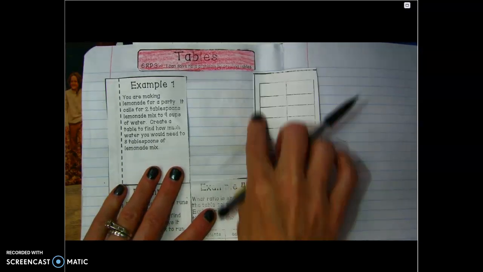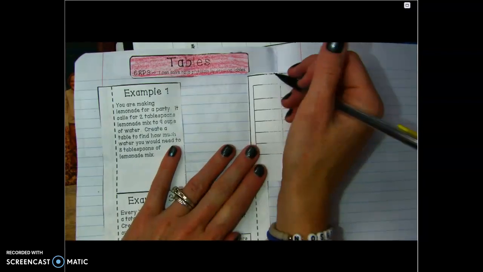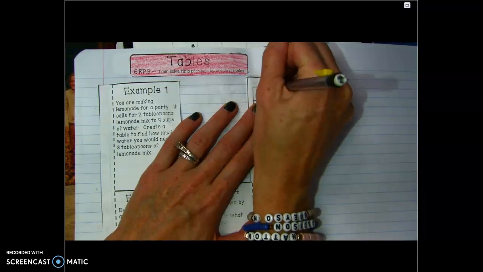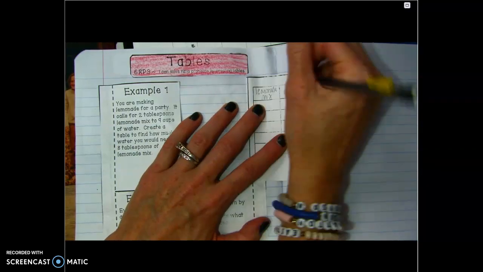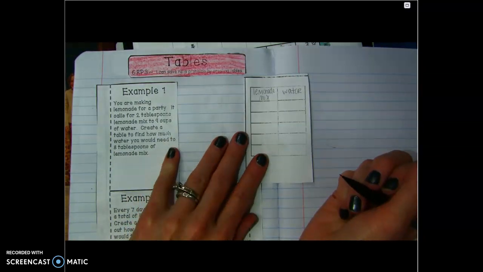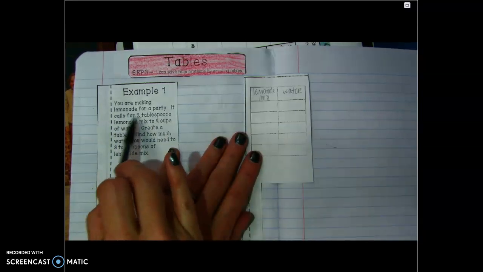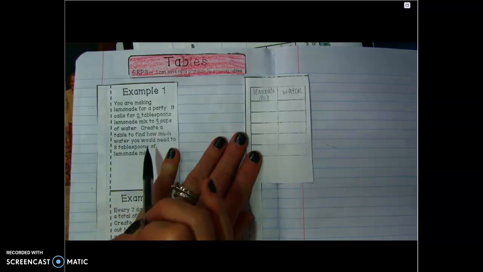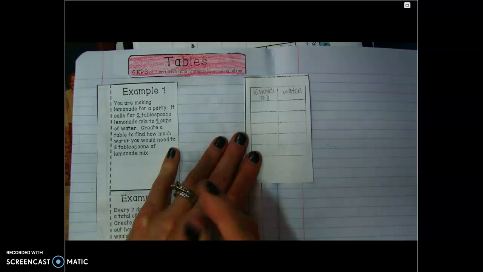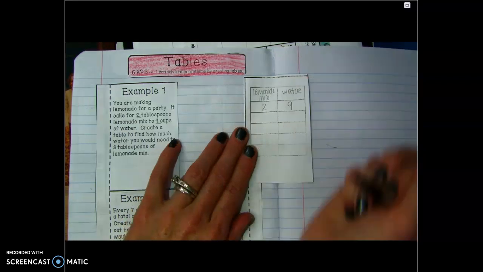So on our table that's right here, we're going to label this what we know. So we know we have lemonade mix and what else? Water. Good. So lemonade mix and water. So go ahead and label your table. So our ratio tells us that for every 2 tablespoons of lemonade mix, how many cups of water do we need? Anybody? 9, right? So go ahead and label this 2 to 9.